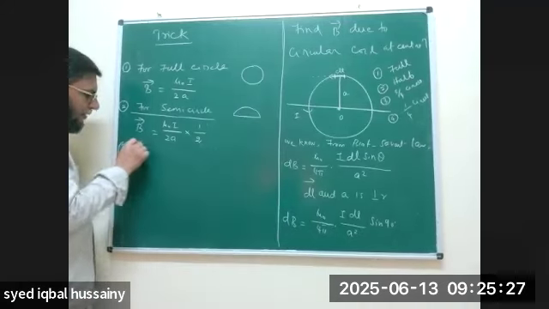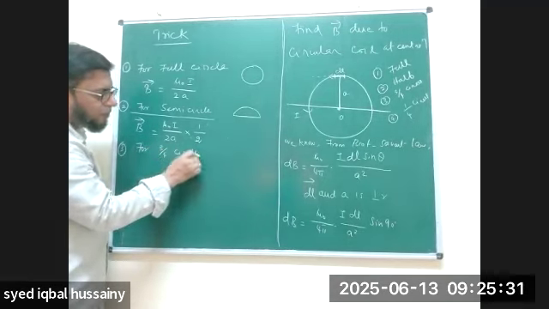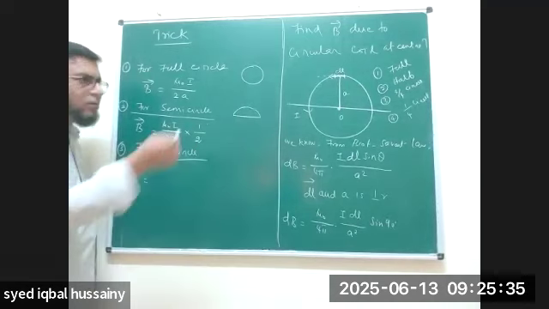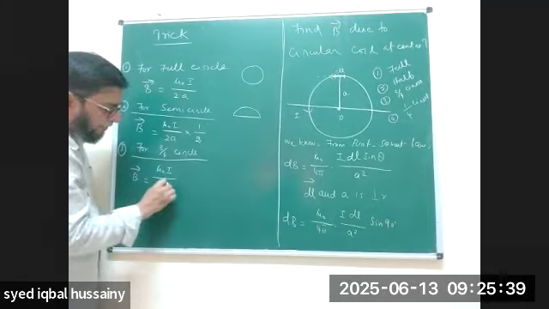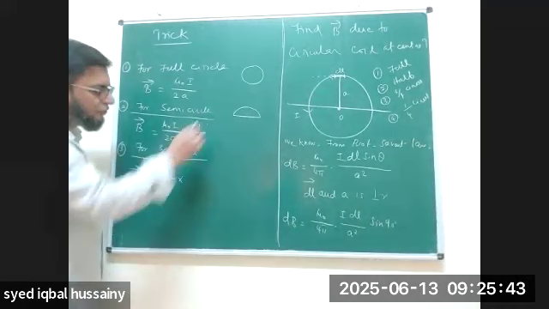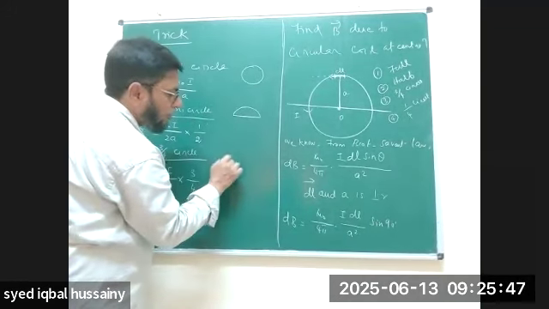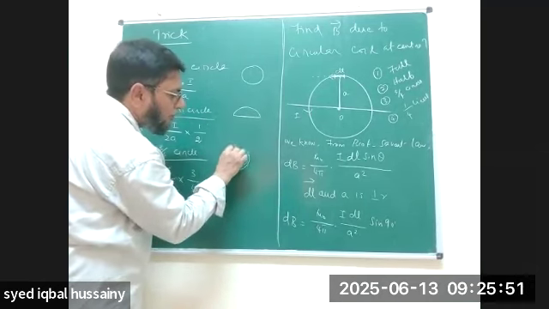Then for 3/4 of the circle, what is the magnetic field? So again you write down the full circle का formula पहले लिखो: mu naught I by 2a. Now multiplied by 3/4, 3/4 से multiply कर दो.